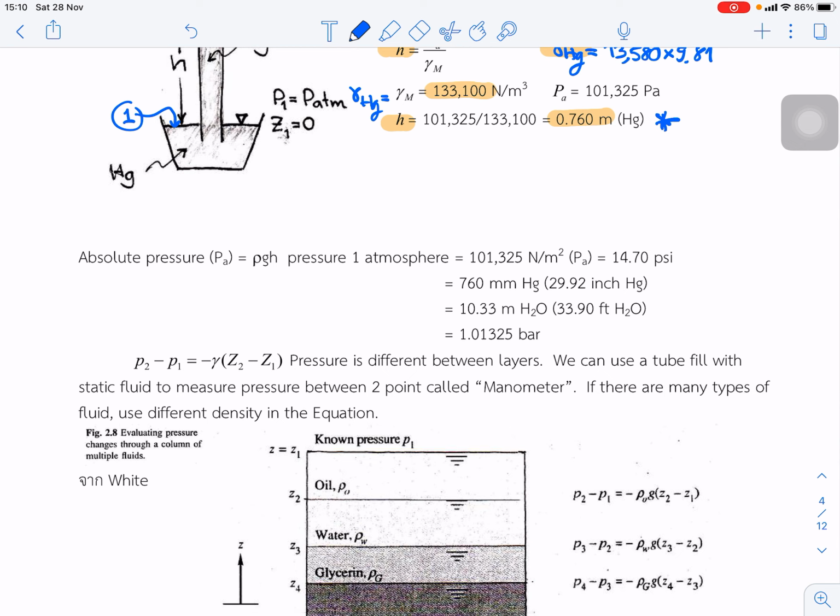In general, for the absolute pressure, for the atmospheric pressure, we can say that the standard atmospheric pressure in Newton per square meter is 101,325 Newton per square meter, or equal to 14.7 psi, or equal to 760 millimeter Hg, or about 29.92 inch Hg, and about 10.33 meter of water, and 1.01325 bar. That is all the units of the atmospheric pressure in terms of the absolute pressure.